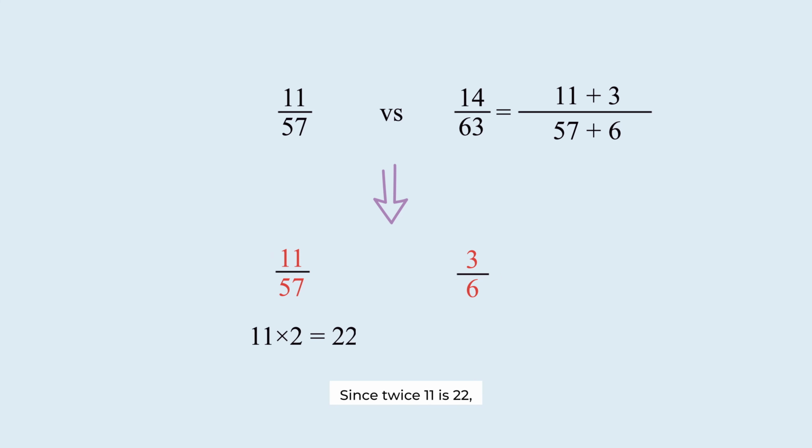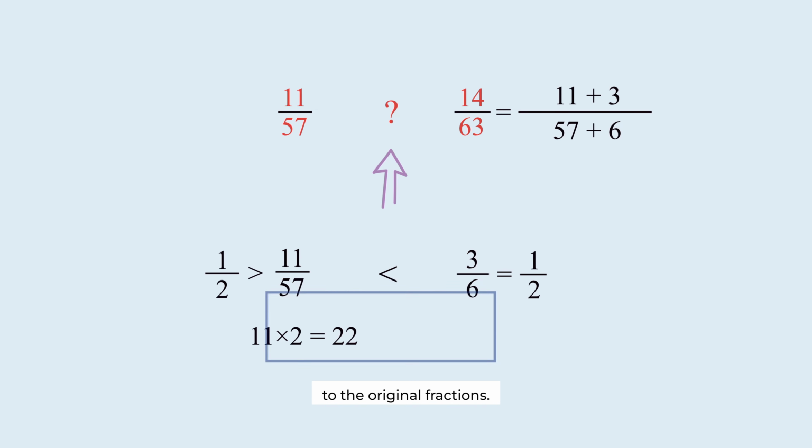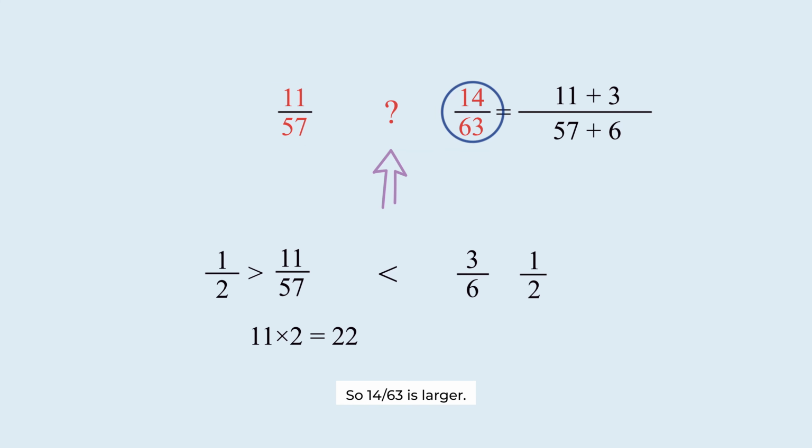Since twice 11 is 22, this fraction is less than 1/2. But this one is exactly 1/2. This fraction is larger, and this comparison directly applies to the original fractions. So 14 over 63 is larger.